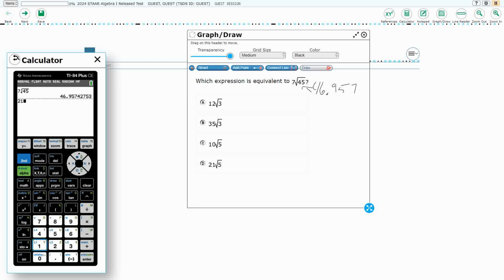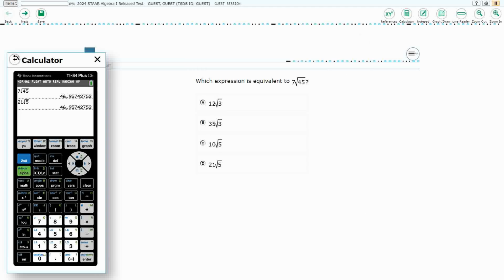Is that, and let's check what we think our answer is, right? 21, and then we need that second to hit that square root, and then 5, and look at that, exact same thing. All right, so if you wanted to, you could plug each of these three in, A, B, and C, and verify that they also don't work. Our answer here is D, 21 square root of 5.